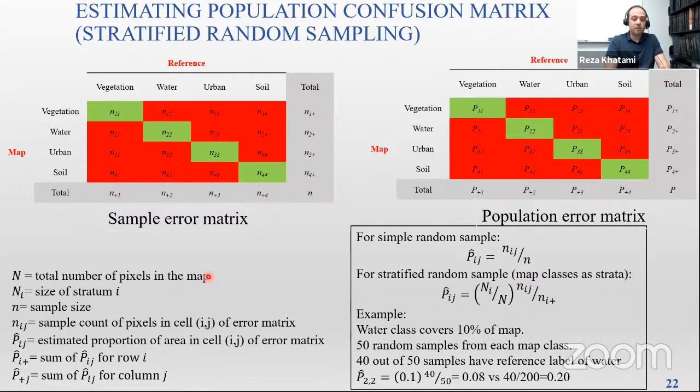If we use the wrong equation, the simple random sampling equation, we would get 40 divided by 200, which is the total number of samples for 4 classes, and we would get 0.2, which is biased and is more than twice the 0.08. So we use stratified sampling and the stratified estimator to do the map accuracy assessment.